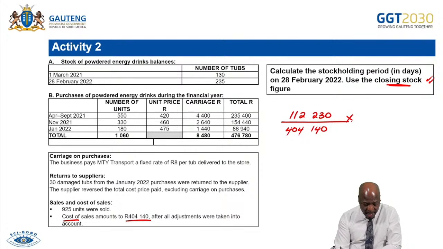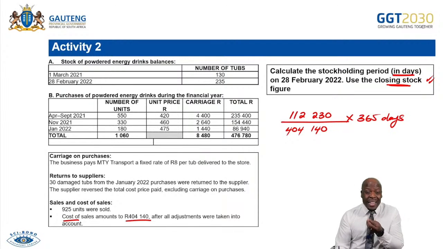Then I multiply this by what? They said stock holding period in days. So the examiner is specific here. They want it in days. So I'll multiply by 365 days.